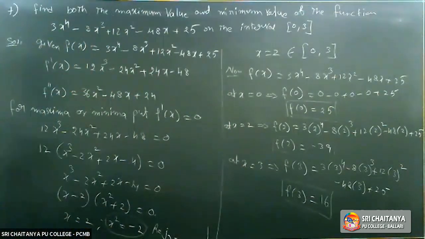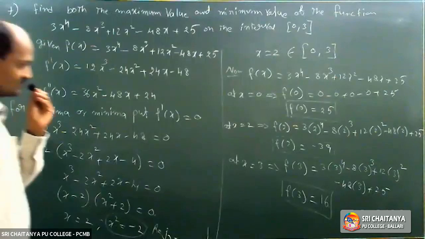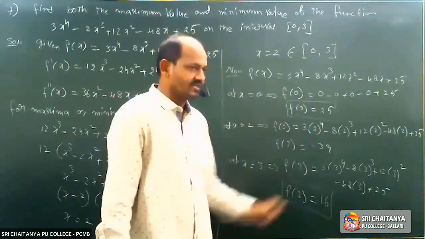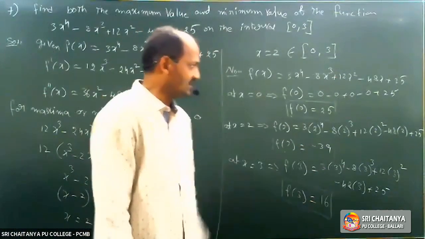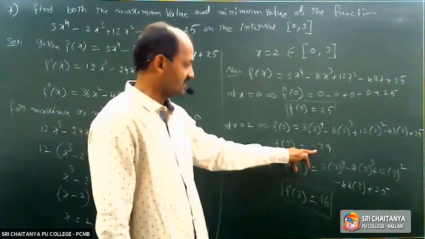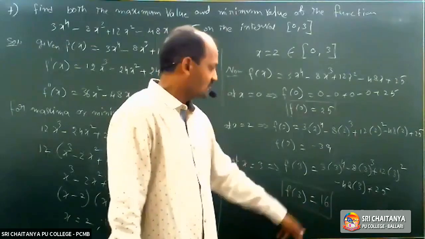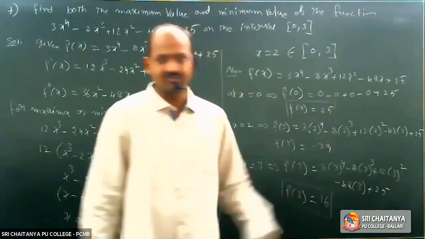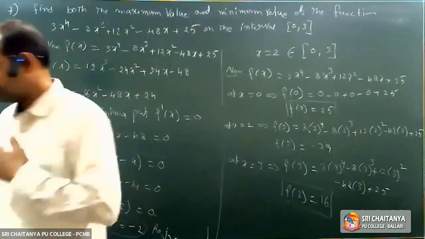So here f of 0 value is 25. F of 2 value is minus 39. F of 3 is 16. Which one is maximum? It is 25. Minus 39 and 16, so least value is minus 39. Maximum value is 25. Okay, right.